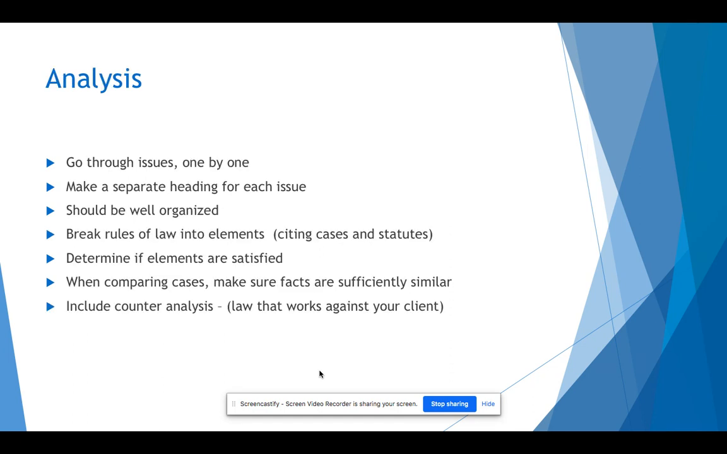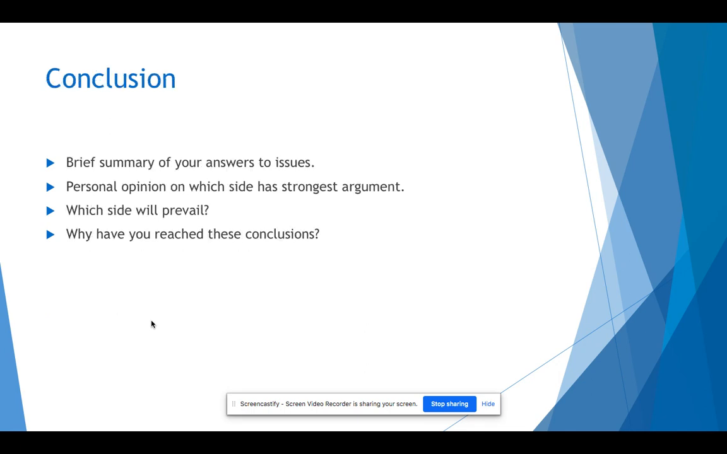Then our analysis, where we go through our issues one by one. Every issue has a separate heading. Make sure it's well organized. Break each of your rules into elements. If you cite to a case, what are the elements of the common law doctrine, and if it's a statute, what are the elements of the statute? Then decide if the elements are satisfied. If you're comparing cases, make sure your facts are sufficiently similar. Make sure, and this is part of the rubric on the final paper, that you have what's called counter analysis. This is the devil's advocate: any law that might work against your client.